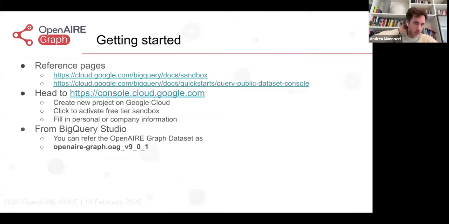And if you want to get started, there are a couple of pages you could read from the Google Cloud website. But basically, you need to create a new project, activate the free tier sandbox, or kickstart with your trial, providing a credit card, which is not charged at the beginning, fill in personal or company information, and then you can refer to the public dataset as OpenAIRE-graph.org v901, which has been released last week, and I made it public just yesterday.